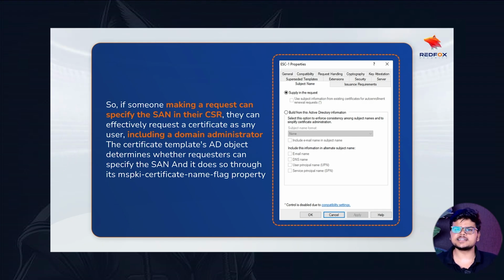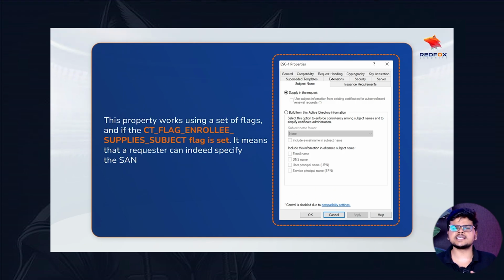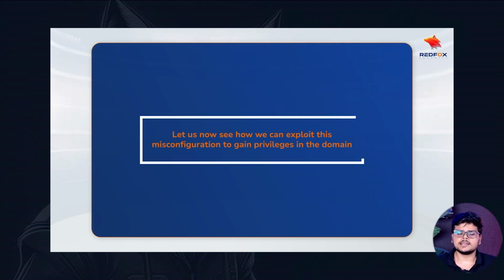The certificate template's AD object determines whether requesters can specify the SAN, and it does so through its msPKI-Certificate-Name-Flag property. This property works using a set of flags, and if the CT_FLAG_ENROLLEE_SUPPLIES_SUBJECT flag is set, it means that a requester can indeed specify the SAN. Let us see how we can exploit this misconfiguration to gain privileges in the domain.